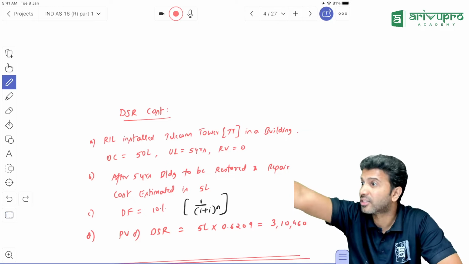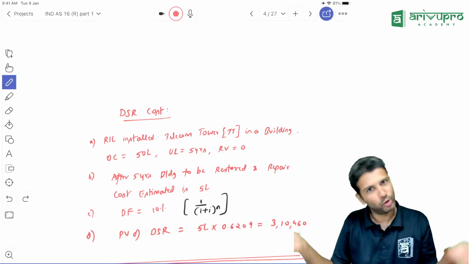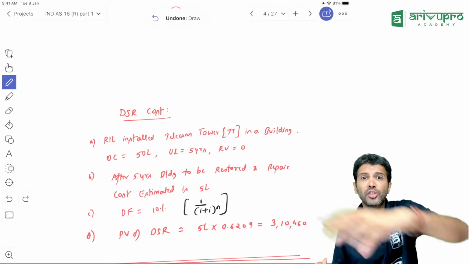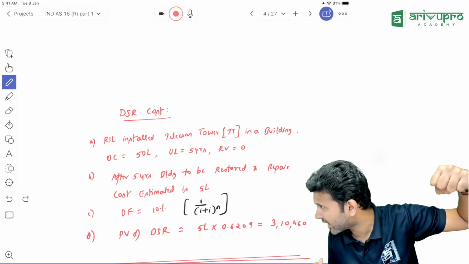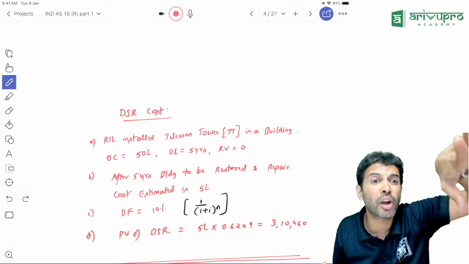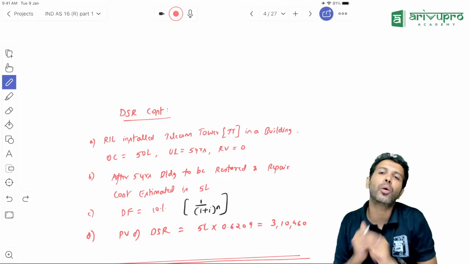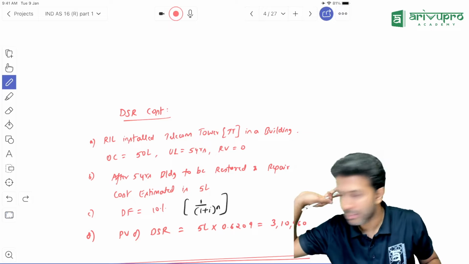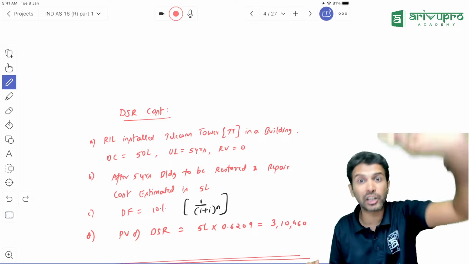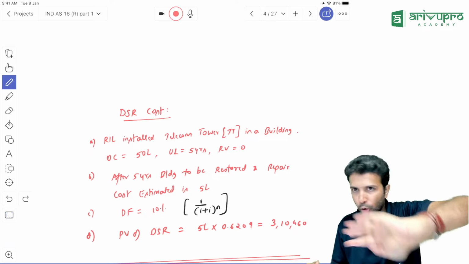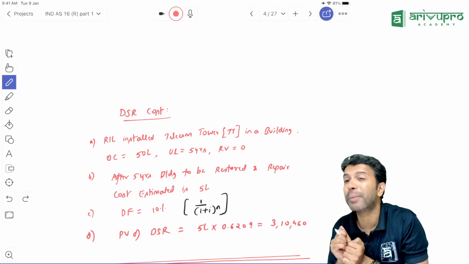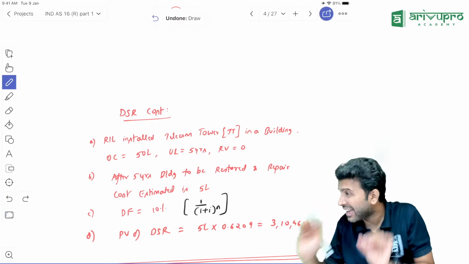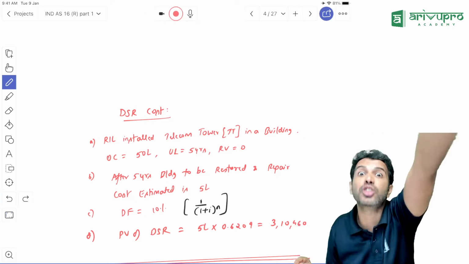Boss, my building was proper. You came and installed the telecom tower for 5 years. After 5 years, you are saying you will airlift and remove that telecom tower, and due to that, some damage will be caused to the building. Naturally, what will the building owner tell? You repair my building, and bring it back to the condition it was in before you installed the telecom tower. That only we call what, sir? DSR: Decommissioning and Site Restoration.